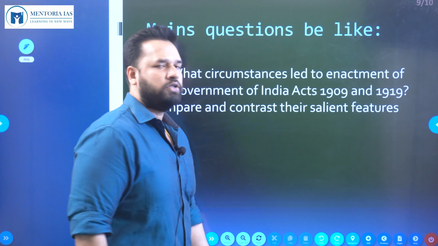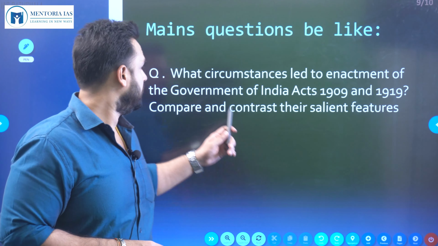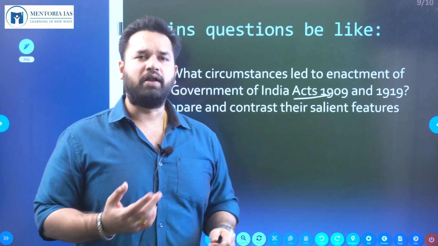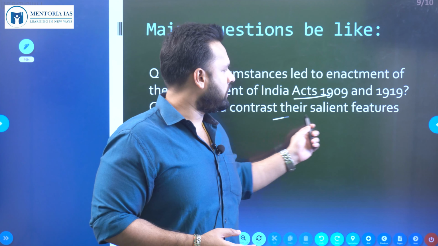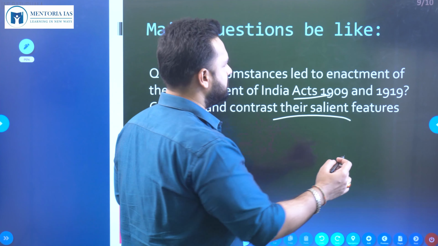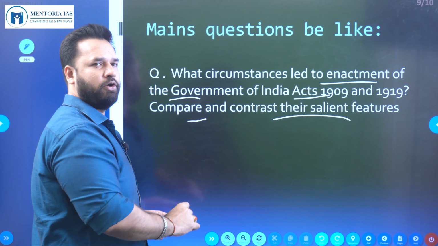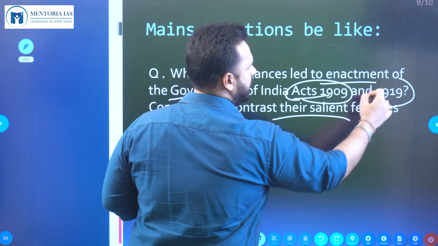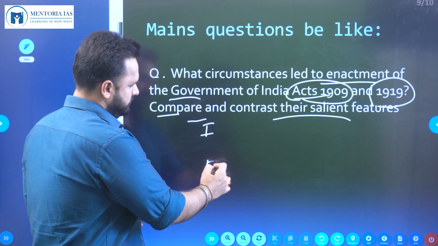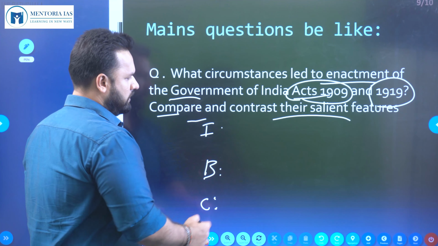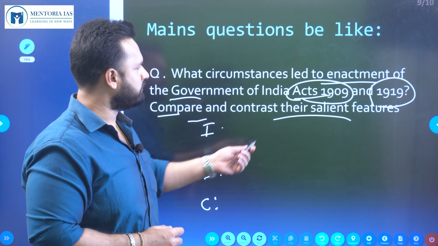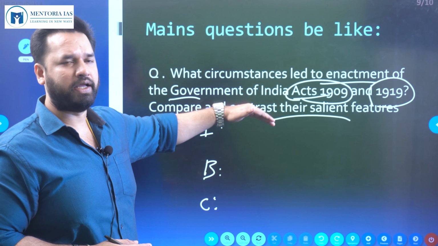So now let us have a look at a mains-based question. What circumstances led to the enactment of the Government of India Act 1909 and 1919, and compare and contrast their salient features? What is the question asking? It is saying, what are the circumstances that led to the enactment of the 1909 Act and 1919 Act, and compare these two. So you'll always introduce by saying the Government of India Act 1909 was passed and 1919 was passed as the Chelmsford reforms, and then introduce diarchy, bicameralism, all these things.